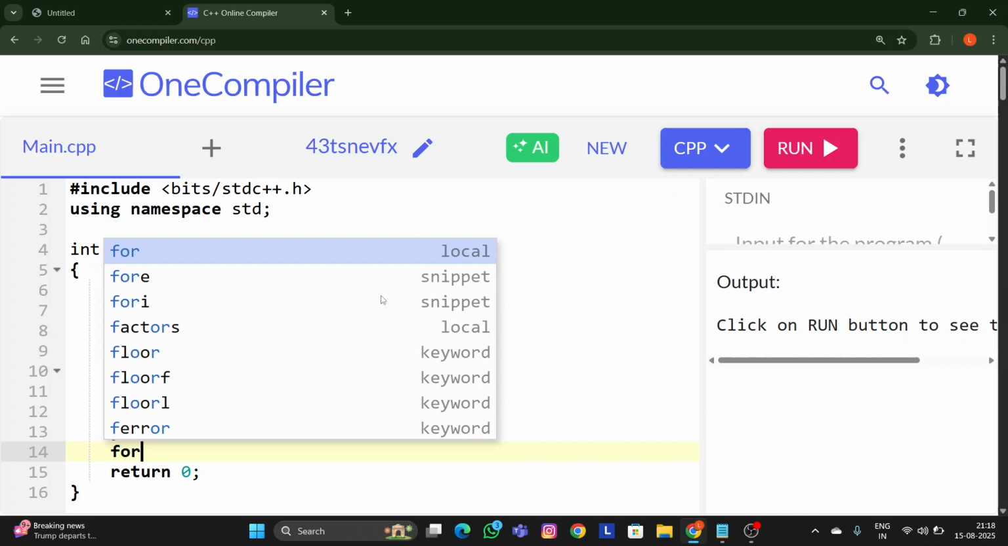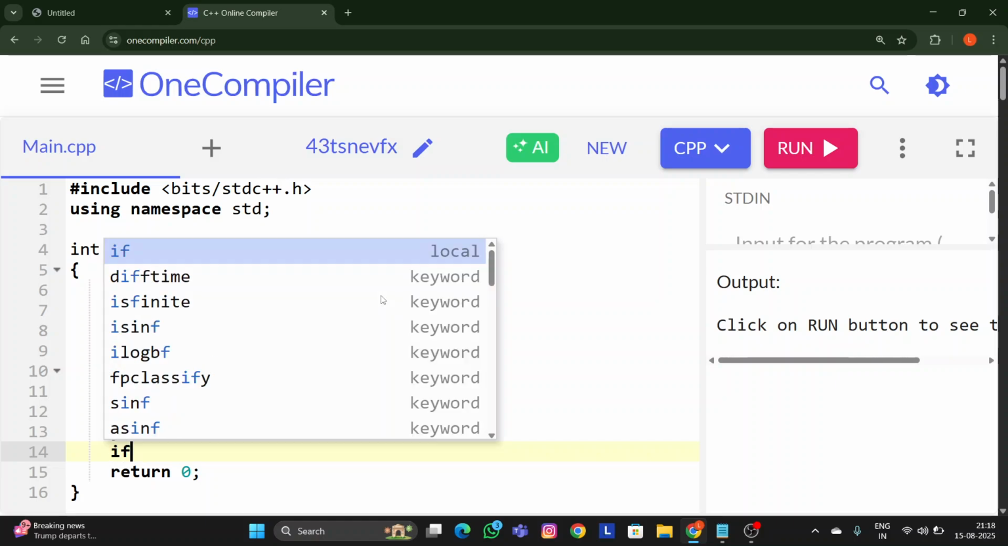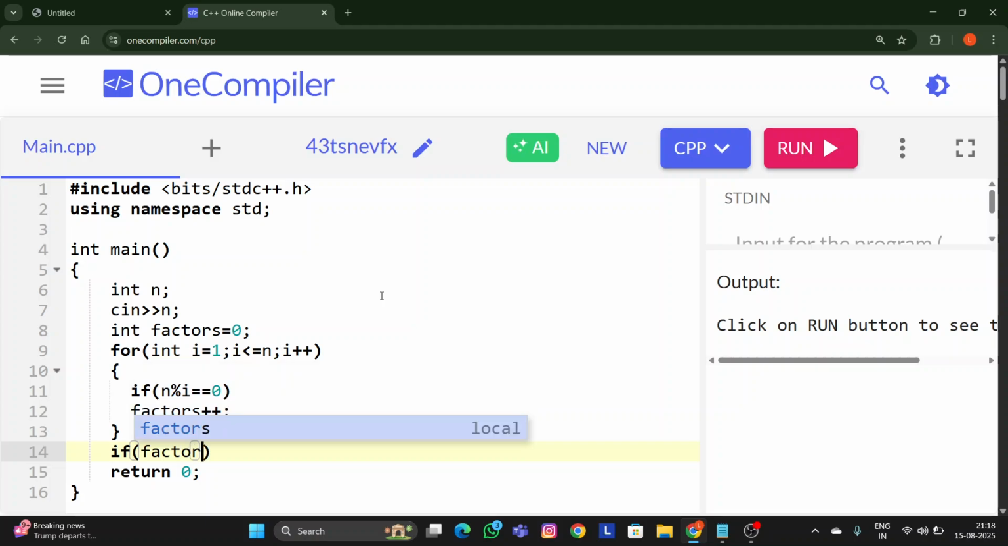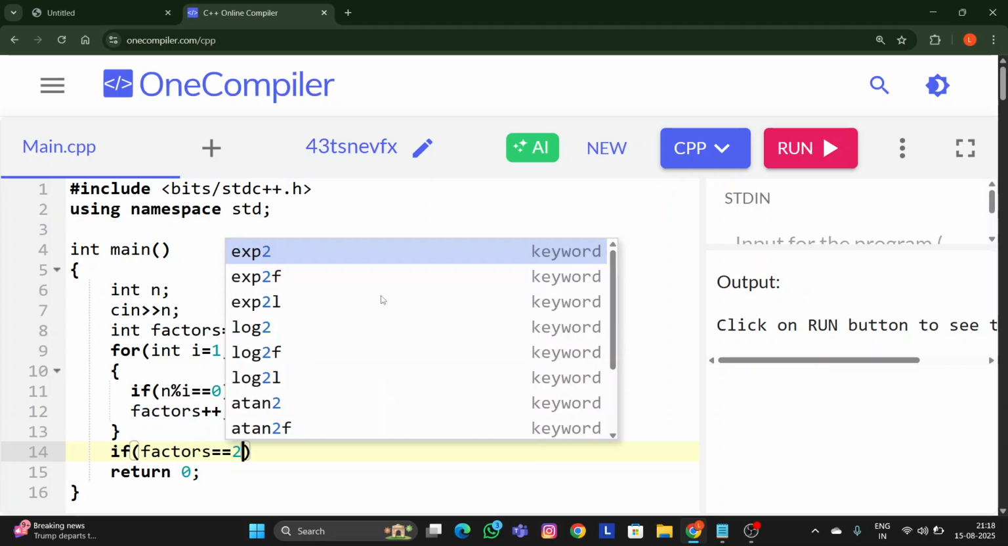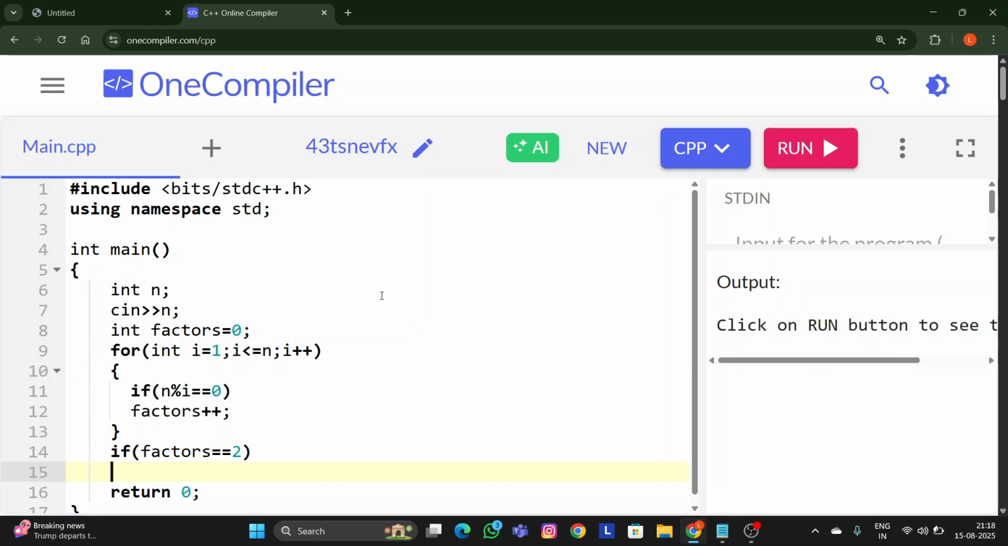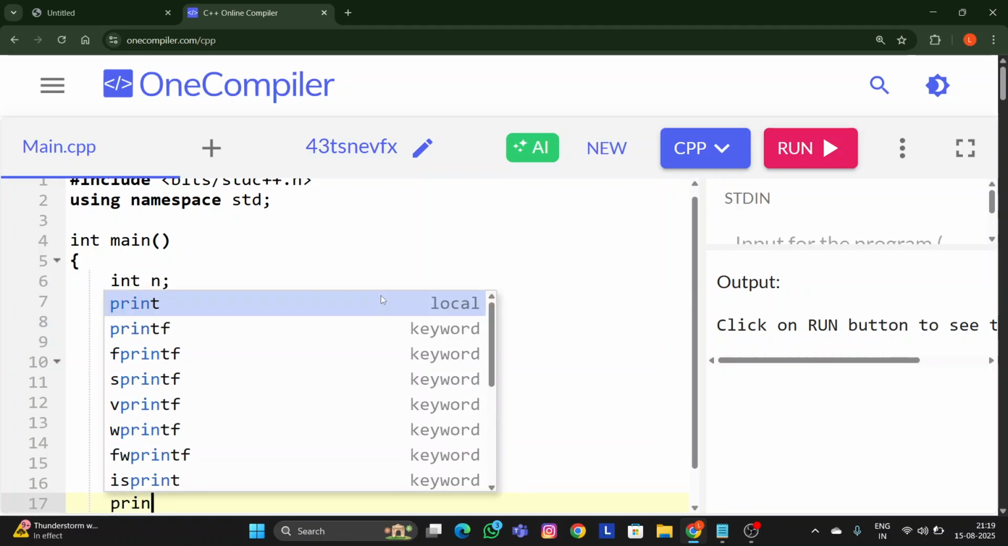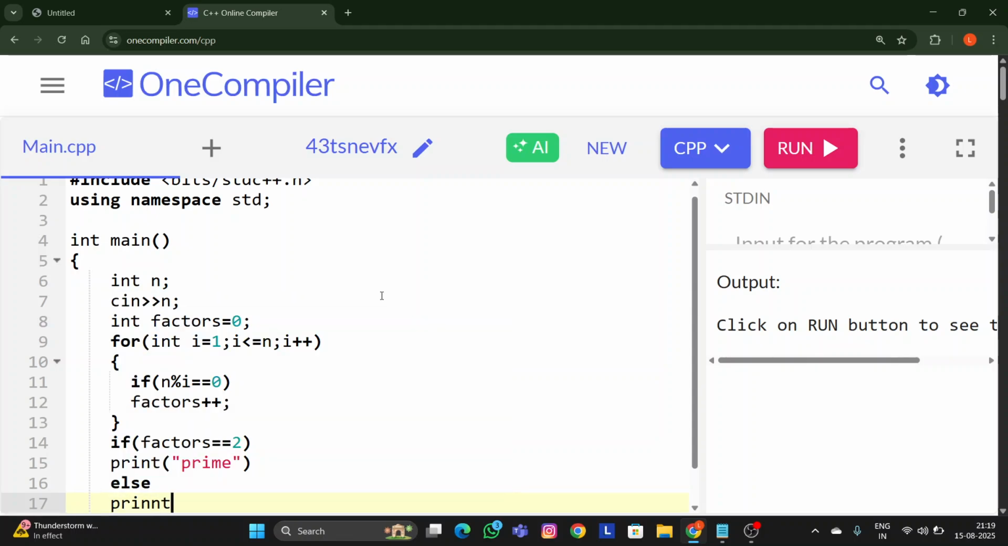After exiting the loop, if the factors value is equal to 2, then I am saying it is a prime number. Otherwise, it is not a prime number. Sorry, in C++ we can use cout, not prime.